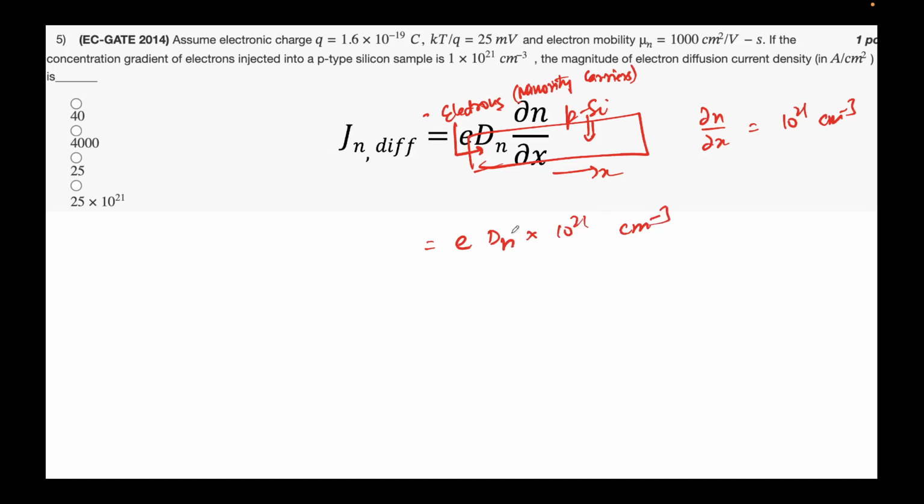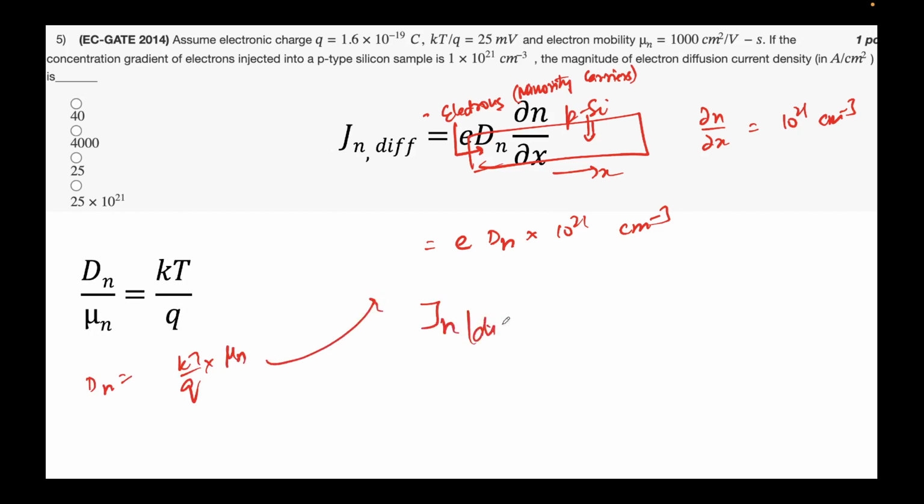How do I get Dn? I know it because mobility is given and I know the Einstein expression. So Dn can now be written as kT over q into mu n. Let's put this here. So Jn diffusion will come out to be 1.6 times 10 to the power minus 19, that's the electronic charge. Dn is kT by q into mu n, where kT by q has been given as 25 millivolts, into mu n, that's 1000 centimeter square per volt second, into 10 to the power 21.